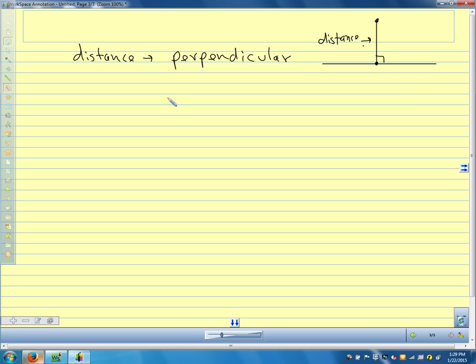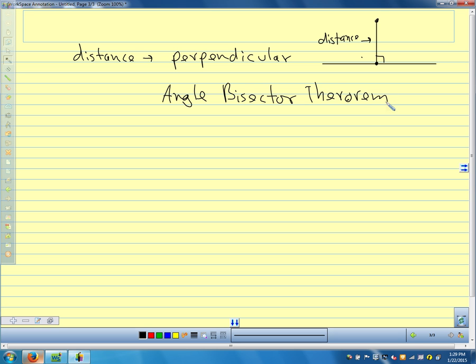The angle bisector theorem. I'm having trouble spelling today. Got my own. There we go. All right, so we're talking about angle bisector, or what do we mean? What's the angle bisector? What does it do? Cuts an angle in half. The angle bisector cuts an angle in half.